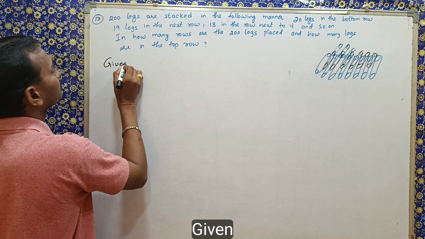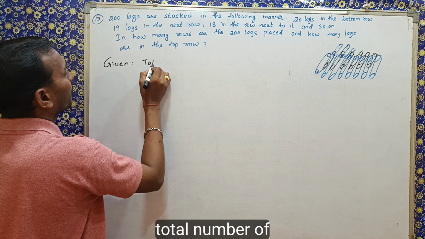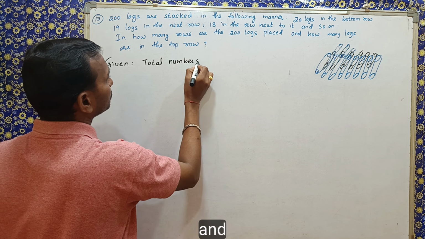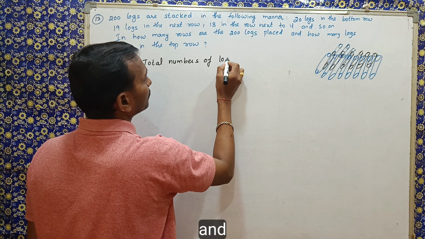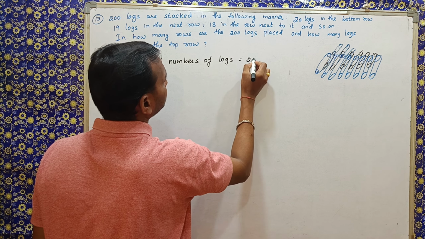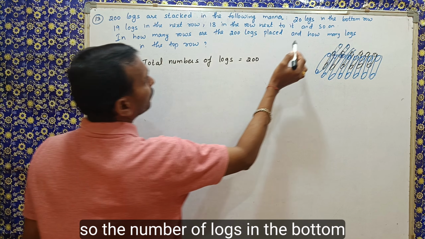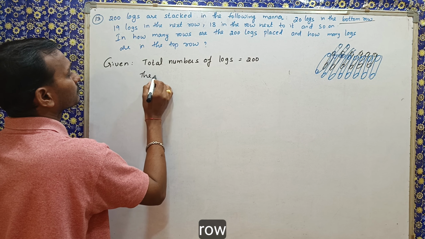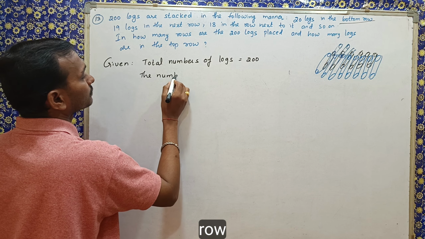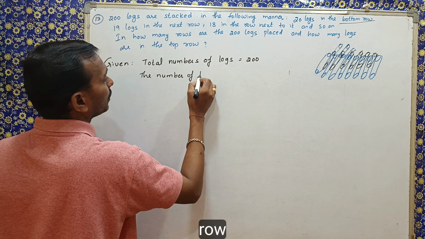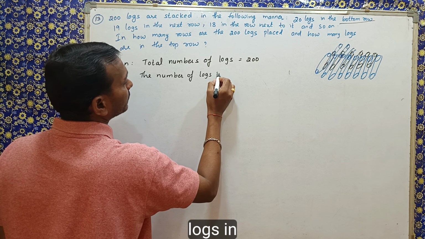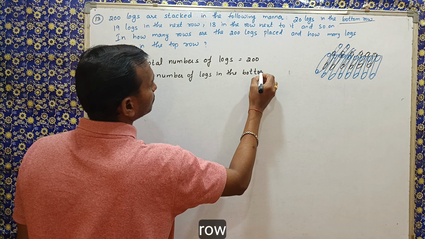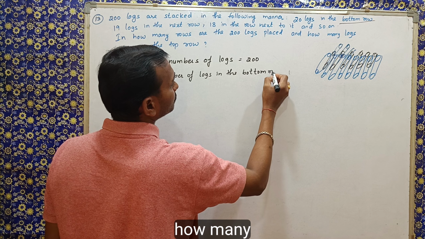Given, total number of logs, అంటే చెక్క ముద్దులు మొత్తం ఎన్ని ఉన్నాయి, that is equal to 200. So the number of logs in the bottom row, how many? 20.